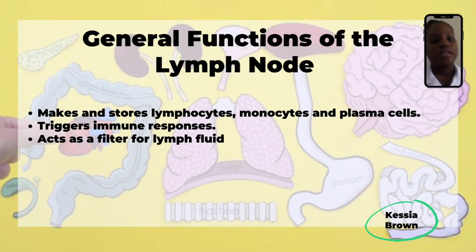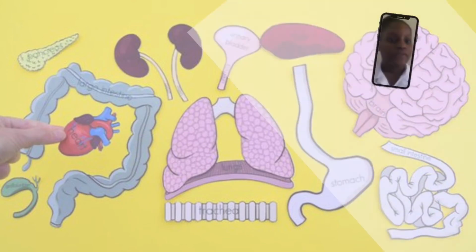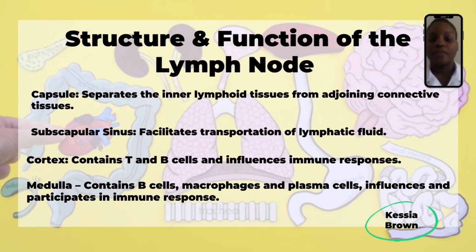Thank you, Gabriel. Now I will be stating the general functions of lymph nodes. Lymph nodes make and store lymphocytes, monocytes, and plasma cells, trigger immune responses, and act as a filter for lymph fluid. Now for the structures and functions of lymph nodes.